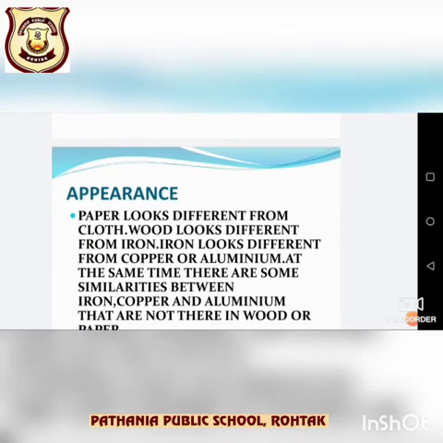So when we talk about sorting, different materials are divided into different groups on the basis of properties, right? So why are we doing sorting? Because it helps us to understand the properties of different materials. So materials are sorted based on properties. So let's start with appearance. Appearance means external. It's an external property.